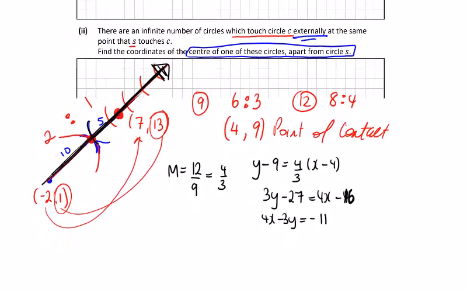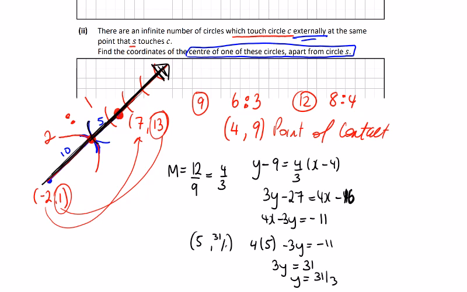So we can get any other point along this line. We're here at the point of contact at 4. So if x is equal to 5, we'd have 4 times 5. This is when x is 5. What will y be? Minus 3y is equal to minus 11. 3y will be equal to 20 plus 11, 31. So y is equal to 31 over 3.